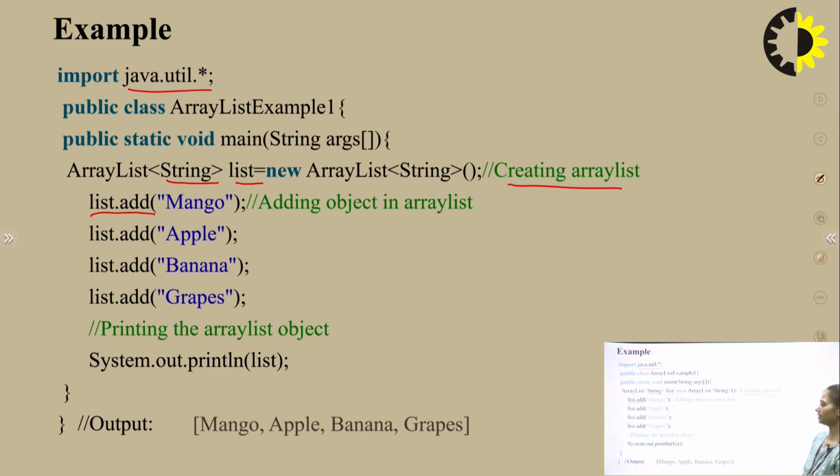For printing the array list, you are using the sout statement and passing the value of this list. So all of the elements present inside of this list will be shown as output in your example. Okay, so this is the way you have created an array list and showed all of the objects which you have kept inside of this array list.